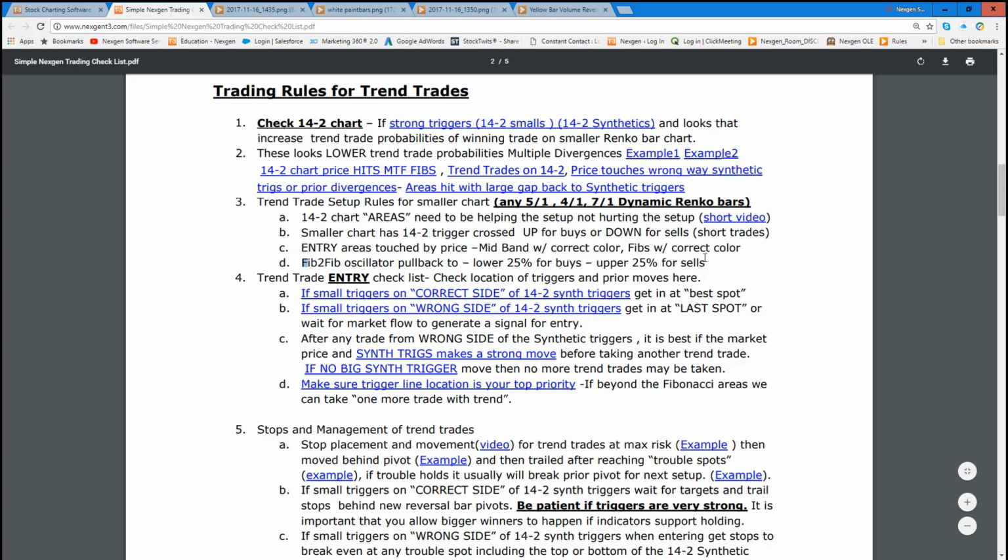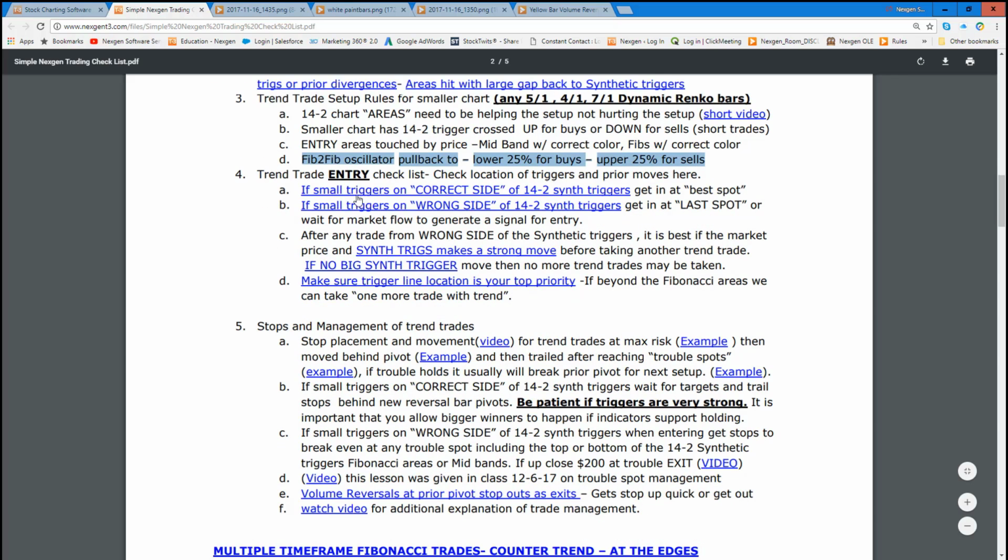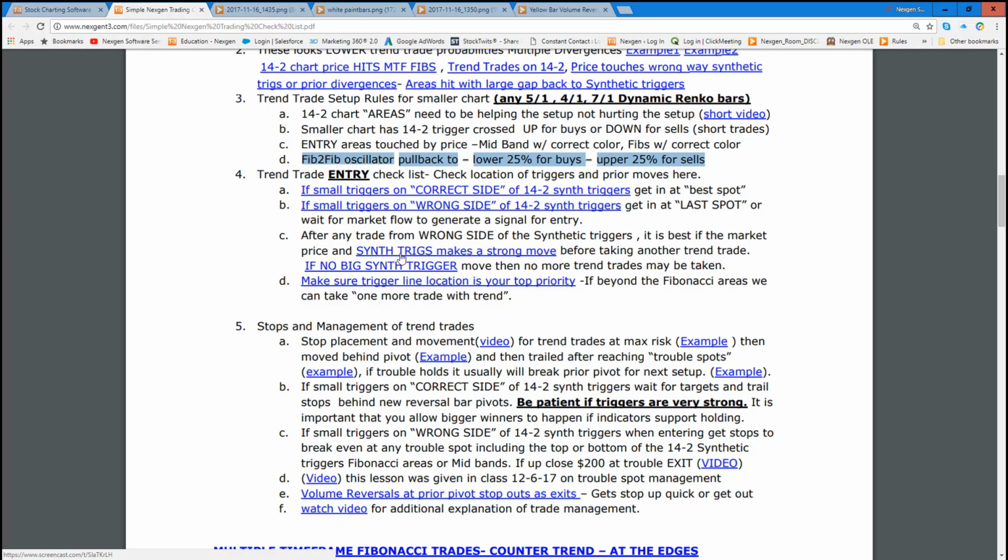We want the fib to fib oscillator to be right. Then we're going to go through a check of where the small triggers are in relationship to the synthetic triggers, as you've already seen. And then we're going to say, again, what type of move will we do a second trade? What type of move will stop doing trades? And then, again, always making sure trigger line location is our top priority.